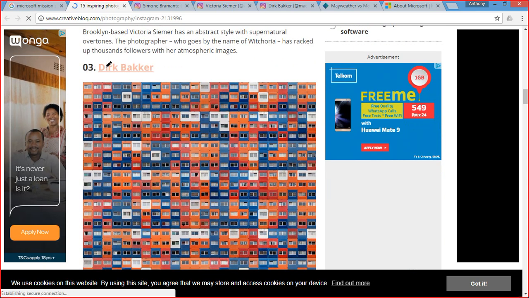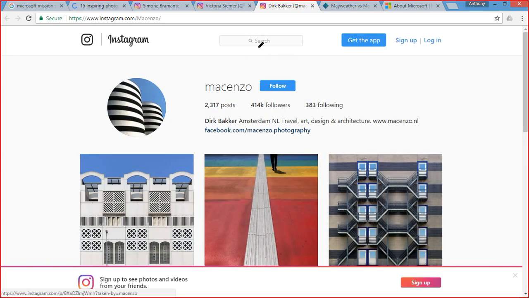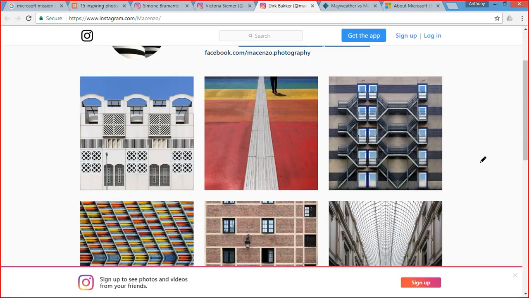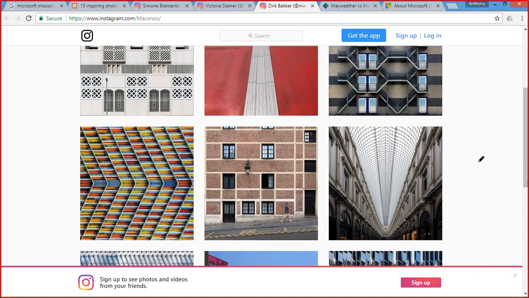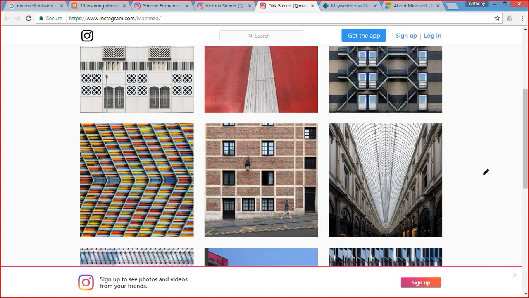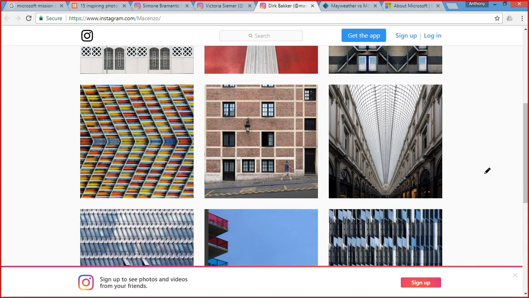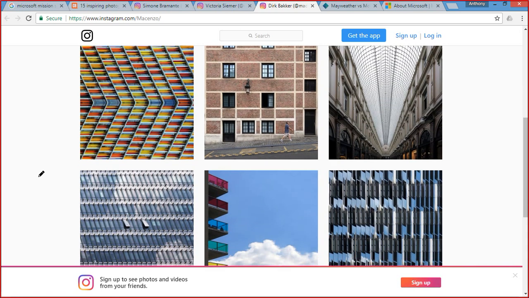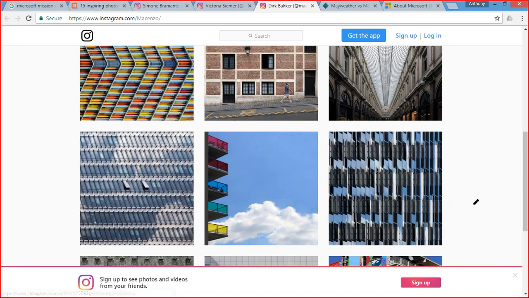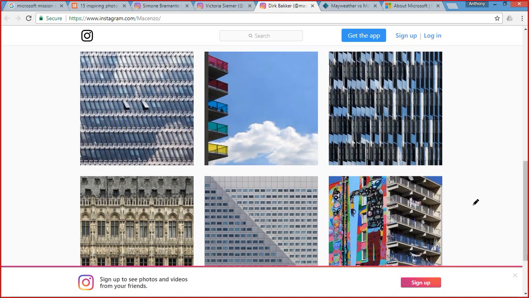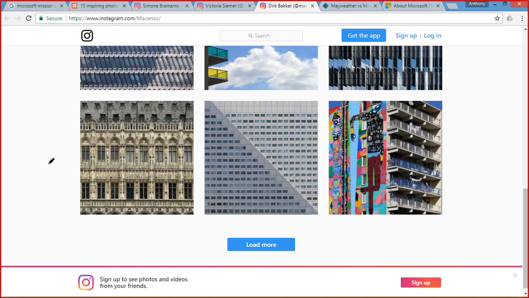Have a look at this last one, number 3, Dirk Bakker. Here's his account: Amsterdam, travel, art, design, architecture. Also very, very different photographs. Look at these photos. They're more arty, architecture and buildings and straight lines, and they look very mechanical. These are the type of photos he's taking.